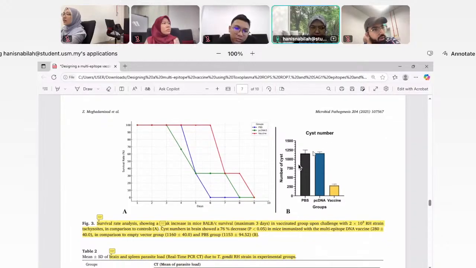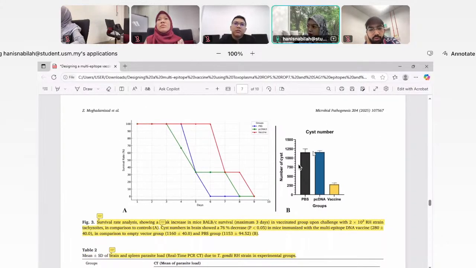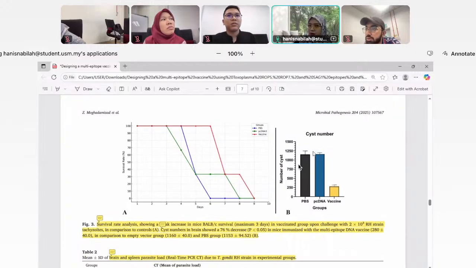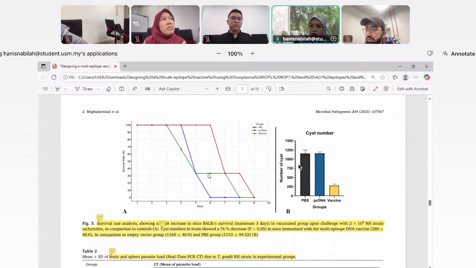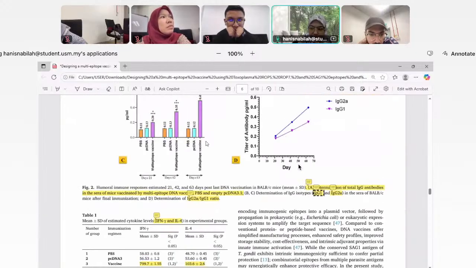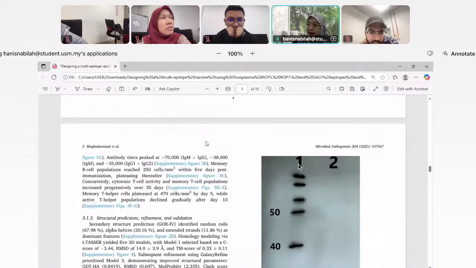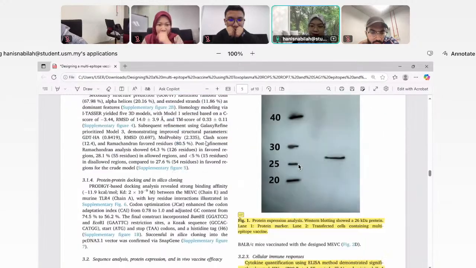No, not the RH. PRU. So this survival rate analysis, do they include all the subcategories? No, only for the RH strain. The RH strain is the more virulent one.